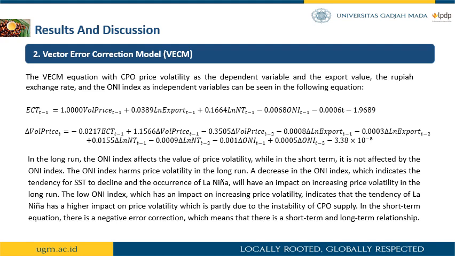The low ONI index, which has an impact on increasing price volatility, indicates that the tendency of La Nina has a higher impact on price volatility, which is partly due to the instability of CPO supply. In this short-term equation, there is a negative error correction, which means that there is a short-term and long-term relationship.